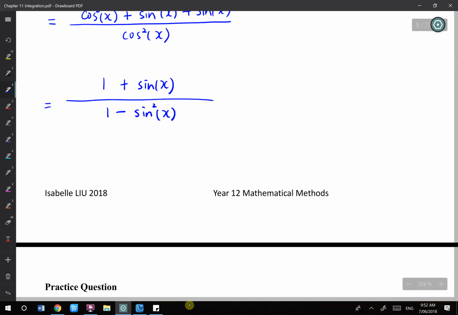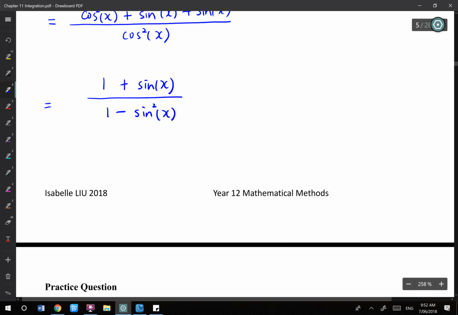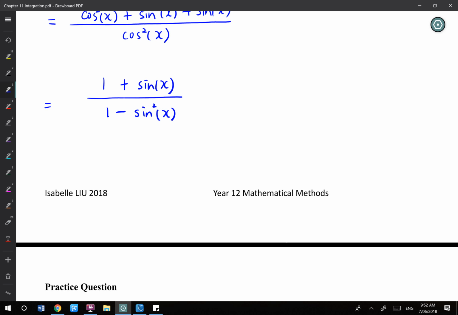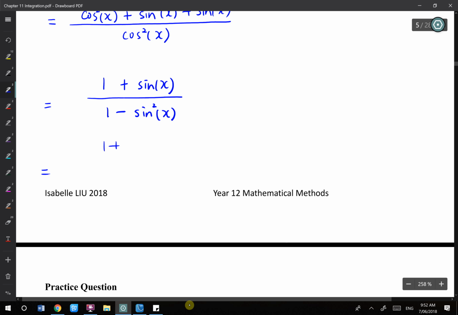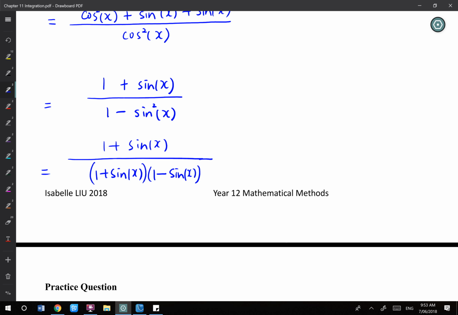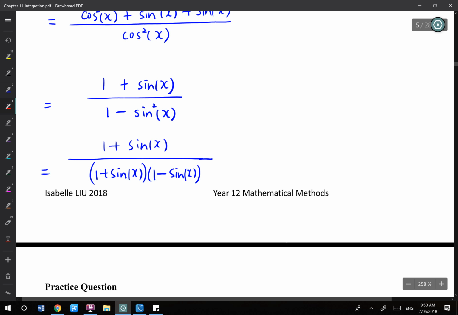And something you need to think about is how I can further change the bottom. Well, it's a difference of perfect squares. It's 1 squared minus sine squared. So it's 1 plus sine x and 1 minus sine x, not cos. So a plus b times a minus b is the difference of perfect squares. And now I can divide this one and this one. So in the end, what I will achieve is 1 over 1 minus sine x.